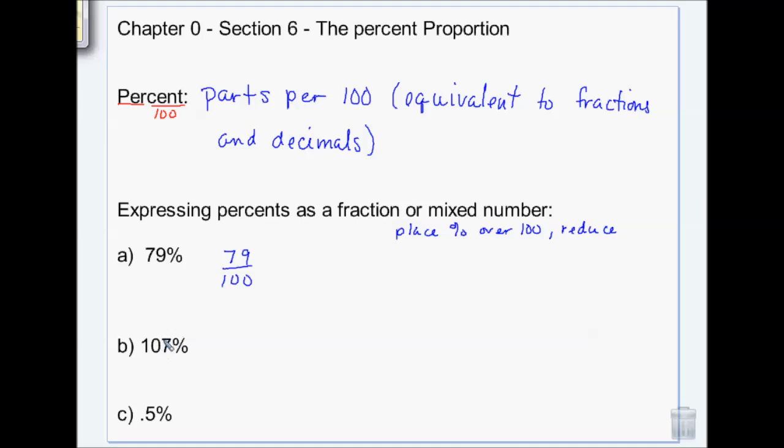Let's change this to 108. So 108% is 108 over 100. Now this will reduce because these are both even. I'd get 54 over 50 if I divide by 2. If I divide by 2 again, I get 27 over 25. Now I can leave it exactly like this as a fraction, or I can write it as a mixed number, which would be 1 and 2/5. Either of those is acceptable.